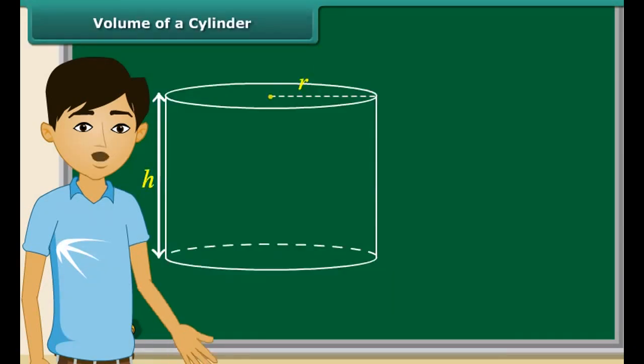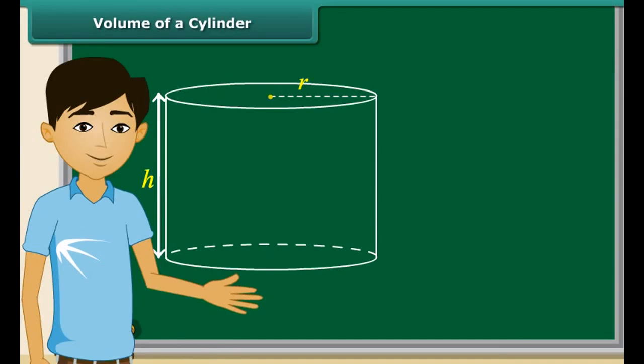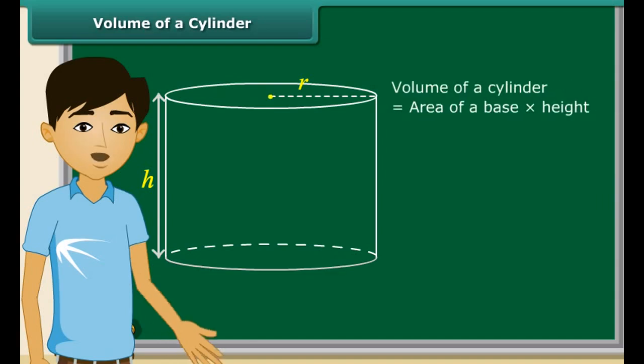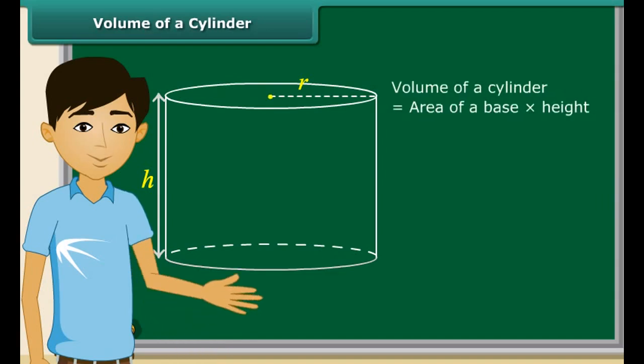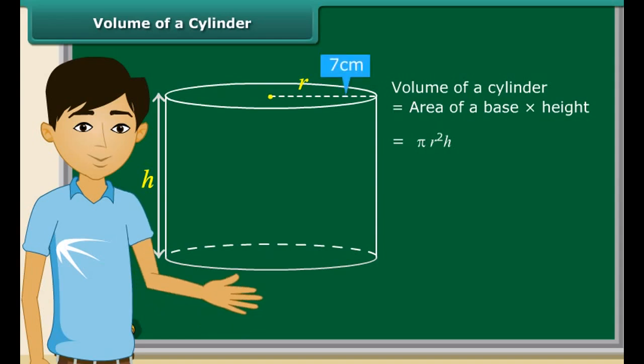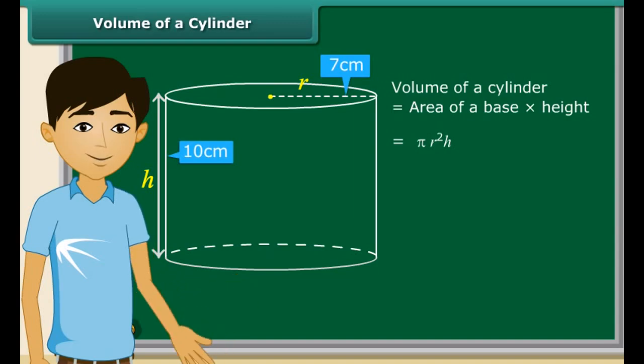Now students, we will calculate the volume of this cylinder, which is very easy to calculate. This cylinder has radius R and height H. Well, for calculating volume, we will multiply area of a base with the height. So, volume of a cylinder is equal to pi R square H. Well, let us try an example. We have a closed right circular cylinder of radius 7 centimeters and height 10 centimeters. Let us find its volume.